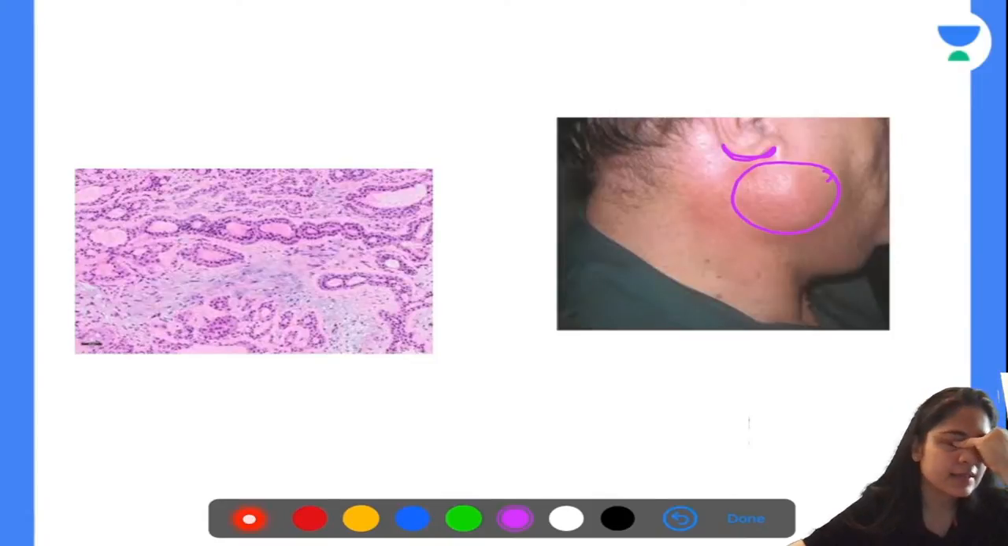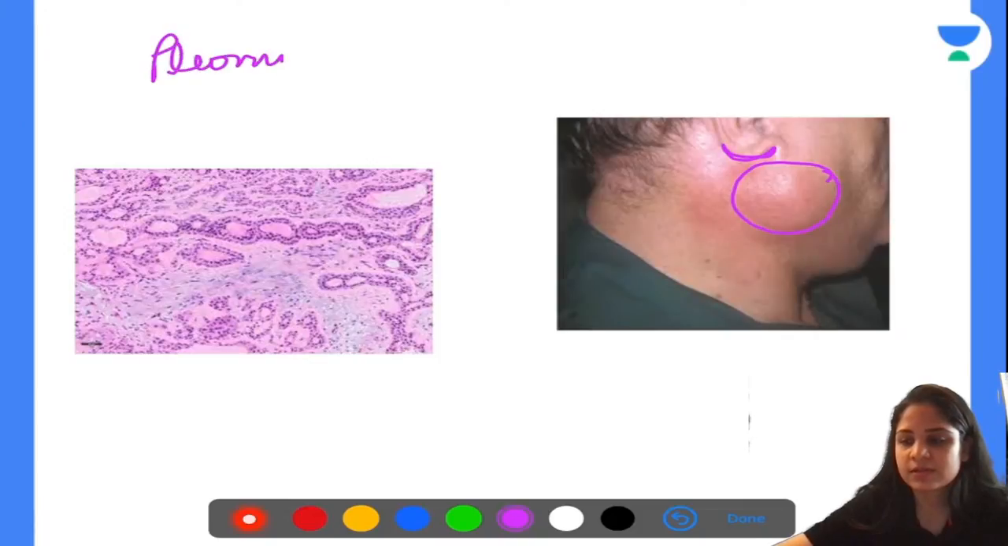Parotid ke bare mein kuch bhi aayega na to zyada sochna mat. Directly pleomorphic adenoma mark kar dena, because that is the most common tumor. So they will ask you about the most commons only in the exam. Okay, so this is nothing but pleomorphic adenoma.